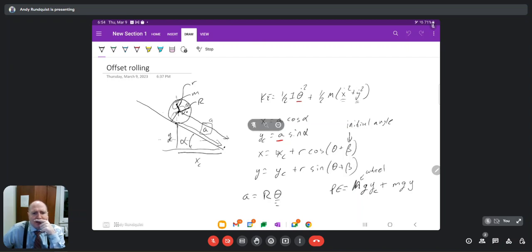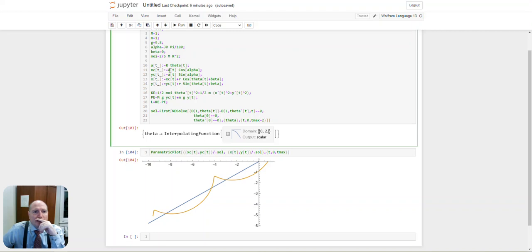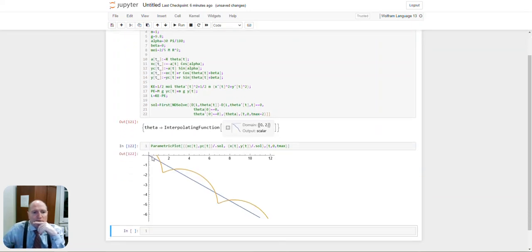Actually, I think that if we define x as a negative, so this xc as going to the left, that might do the trick. Let's see what that does. Let's have xc be negative. I don't know. We'll see. Now let's see what we get. There she blows. So it's rolling downhill.